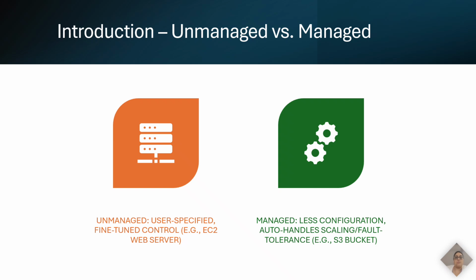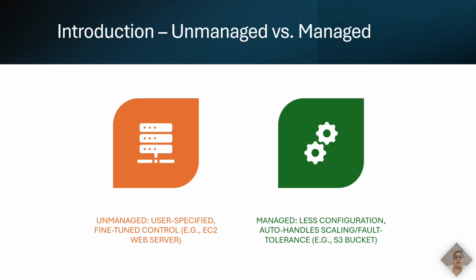Before diving into specific services, it's crucial to understand unmanaged versus managed services on AWS. Unmanaged services like running a web server on an Amazon EC2 instance give you discrete resources that you specify, but you must manage load changes, errors, and availability yourself. For example, by adding auto scaling manually. This offers granular control but requires more effort.